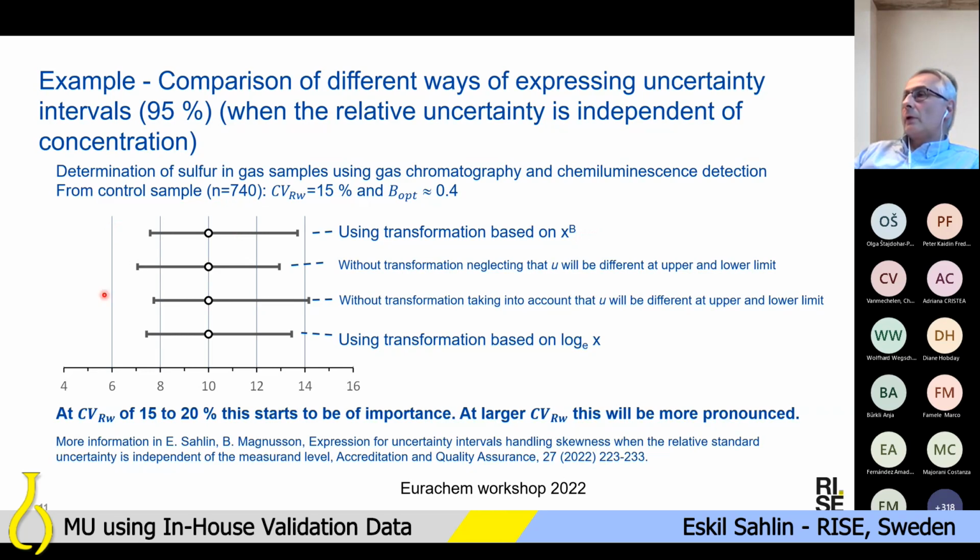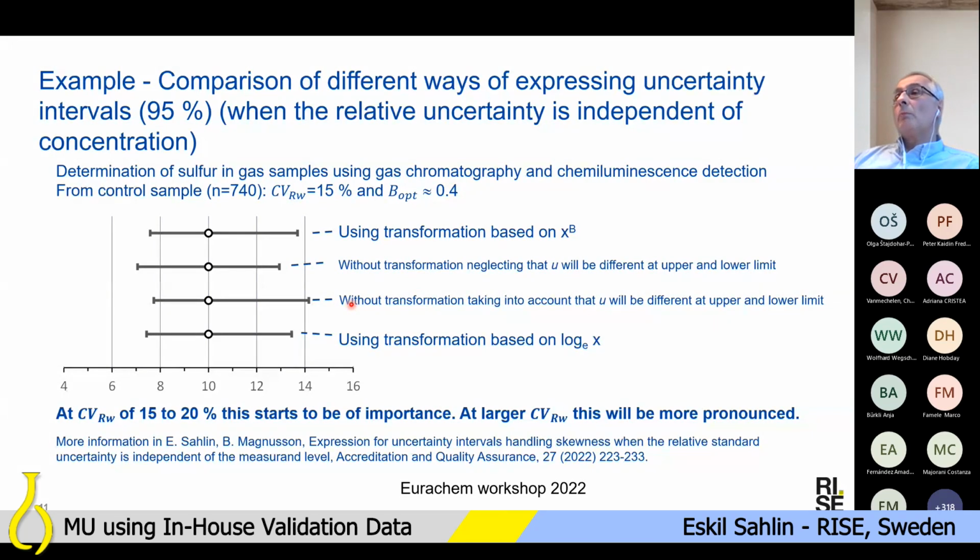We have also used transformation based on a logarithmic transformation. And then we will get an uncertainty interval looking like this, at the bottom. And we have also calculated an uncertainty interval in a more traditional way. So we have done this without transformation, which means that we assume a normal distribution of the measurement results. And first we have neglected that the standard uncertainty will be different in the upper and lower limit of the uncertainty interval. So here we'll get a symmetric interval. And then we have also done this by taking into account that the standard uncertainty will be different at the upper and lower limit. And then we will end up in this uncertainty interval here.